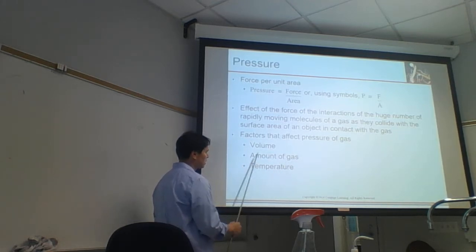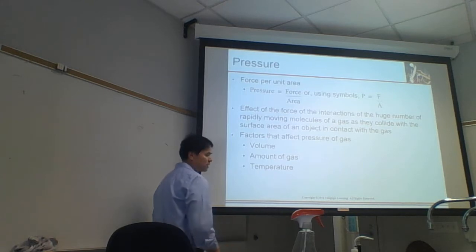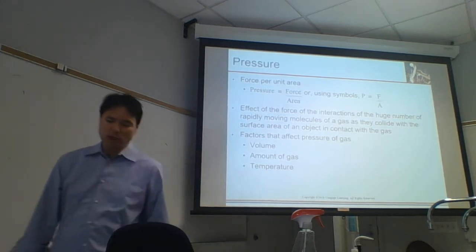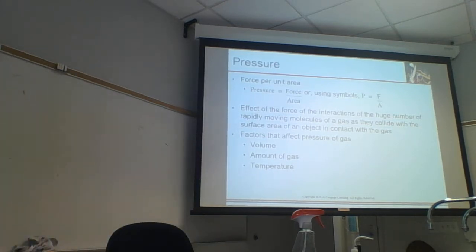Very little gas, not much. And then the temperature. The temperature is going to change the speed. At higher temperatures, the particles are moving faster and they're going to have more forceful collisions, which generates higher pressures at higher temperatures. Lower temperatures are going to have lower pressures. The particles are moving slower.